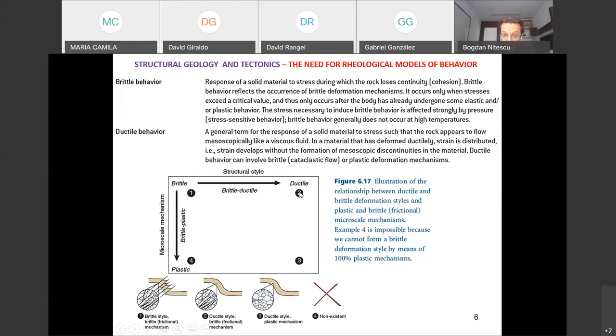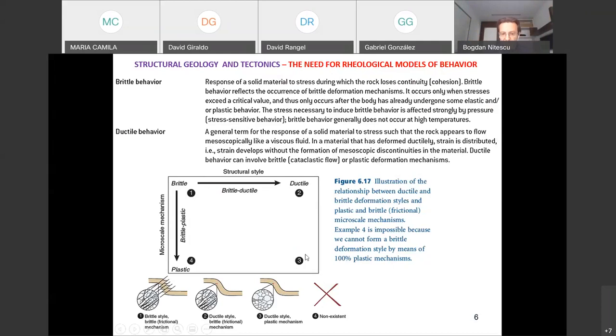Now let's go to two. It looks to your eyes that it is ductile. You don't see the loss of continuity, of cohesion. But when you look with the microscope, you see that actually the deformation occurred on many microscopic fractures. So the actual mechanism was brittle. So the structural style is ductile, that's how it appears. But when you look in detail, in reality, the physics is brittle. Now this happens obviously in the upper crust.